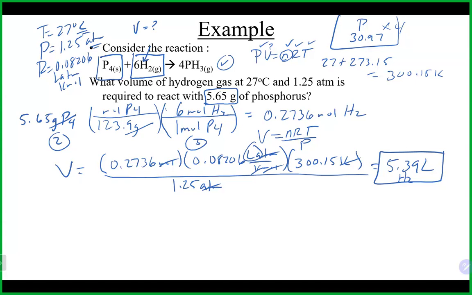Yep. Other questions? What we just calculated is how much of the hydrogen gas you would need to throw in there to react with that 5.65 grams of phosphorus, basically to use it all up, in that sense. Yeah. Other questions?